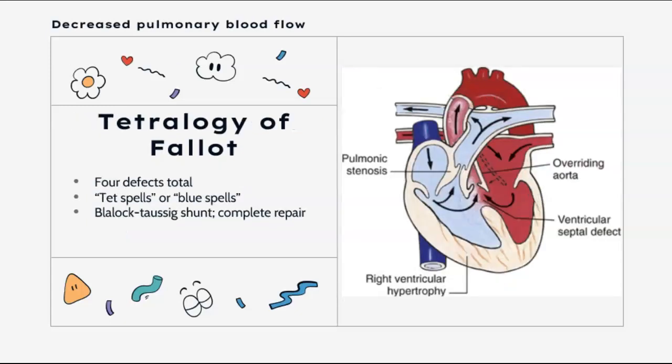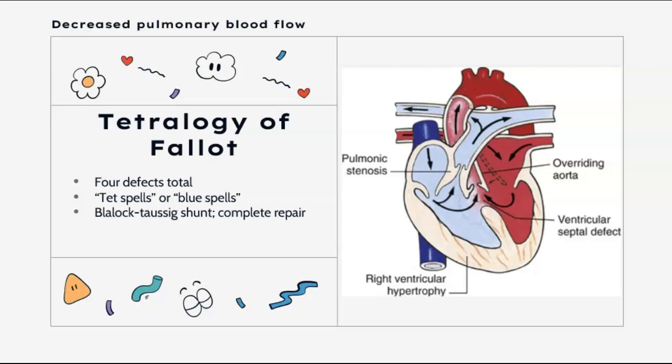Tetralogy of Fallot is a type of decreased pulmonary blood flow defect. It includes 4 defects: pulmonary stenosis, ventricular septal defect, right ventricular hypertrophy, and an overriding aorta. Pulmonary stenosis increases the pressure in the right ventricle and decreases blood reaching the lungs to be oxygenated. Ventricular septal defect allows flow of blood from the left ventricle to the right ventricle, mixing oxygenated and deoxygenated blood.